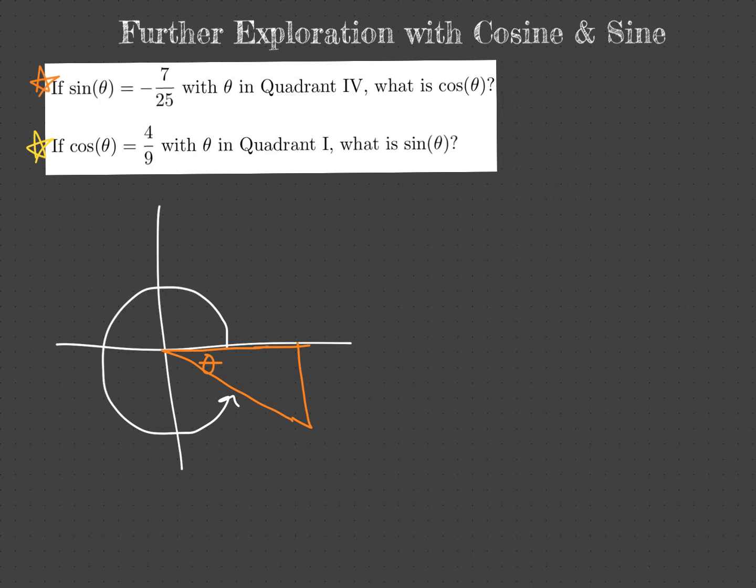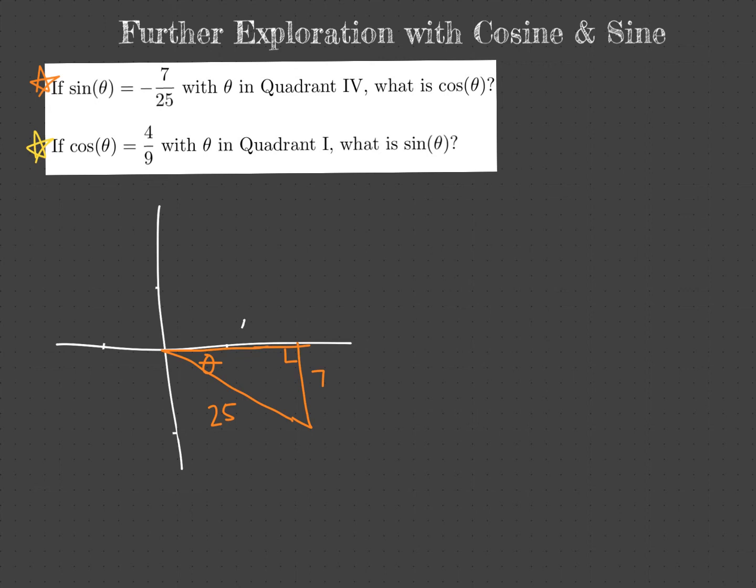So the sine, once again, is the opposite over the hypotenuse. So from our angle theta, our opposite here is 7, or -7 in this case, and then our radius of our right triangle, or our hypotenuse, is 25. We need to find the cosine of theta. Cosine is adjacent over hypotenuse, so we do know that the cosine is something over 25. Let's find that something using the Pythagorean theorem.